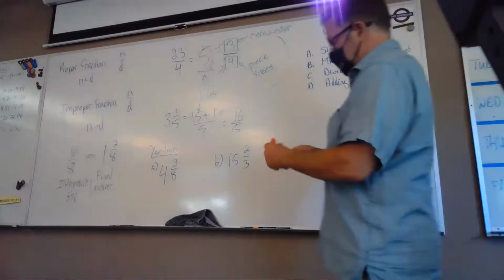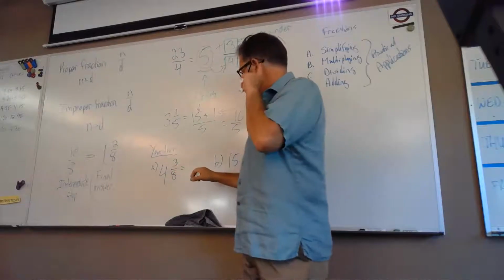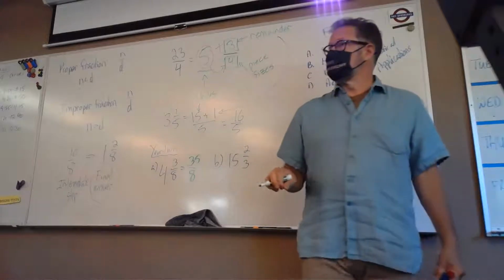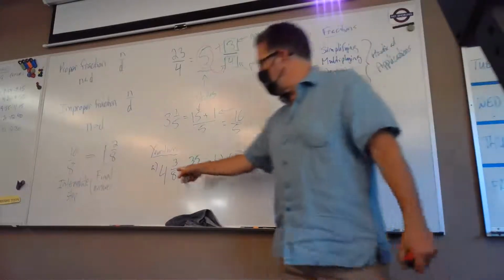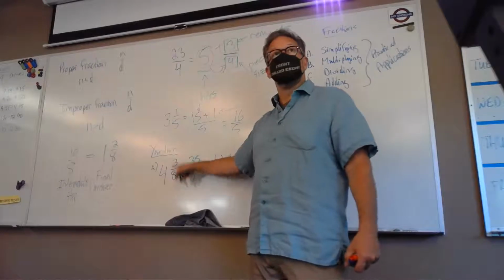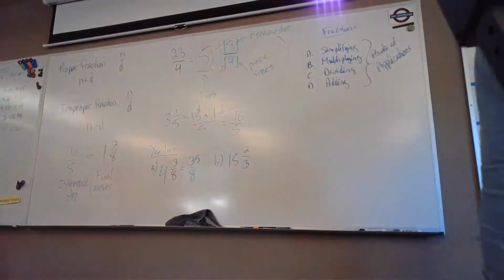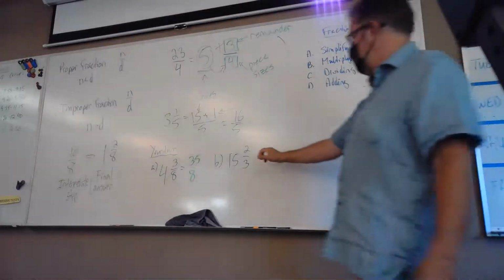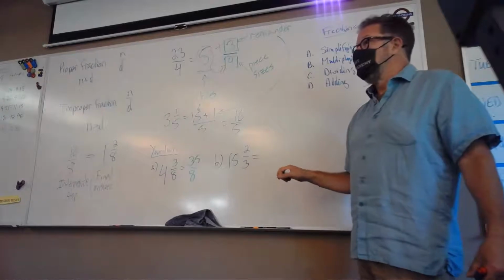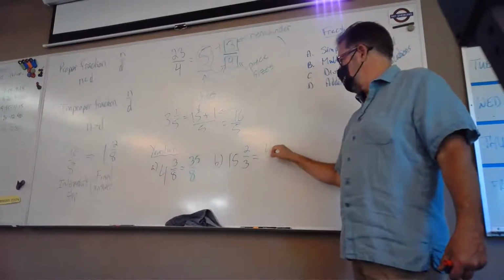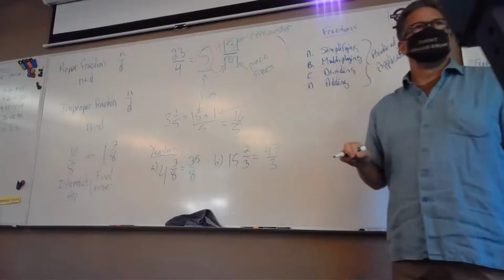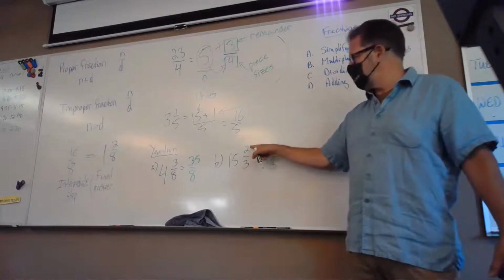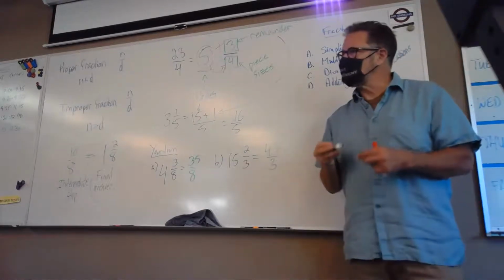Bailey, 4 3/8. 35. Say that again. 35. We in agreement? Yeah. 4 wholes is going to be 32, plus my remainder 3. Good. Savannah. 47 thirds. We in agreement? Yeah. 15 wholes made up of thirds, there's 45, plus 2 more for the remainder is 47 thirds. Good.